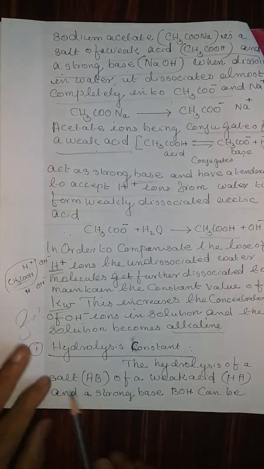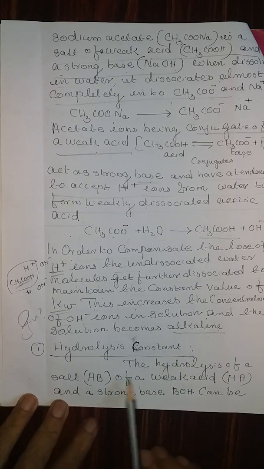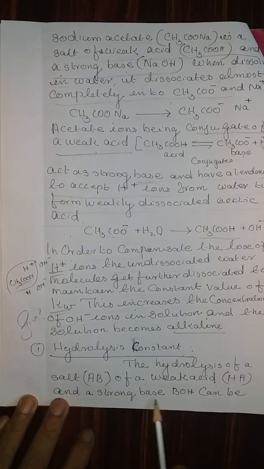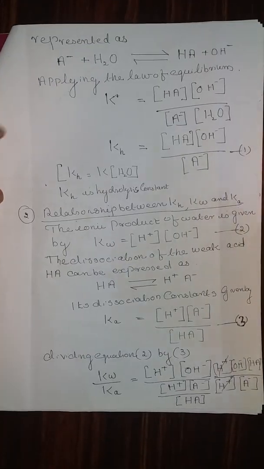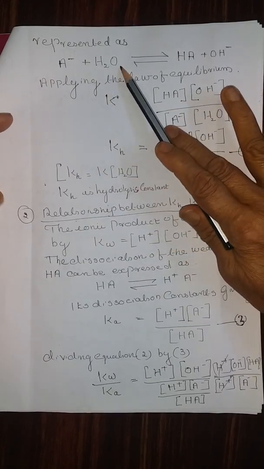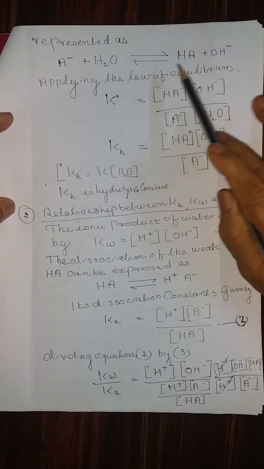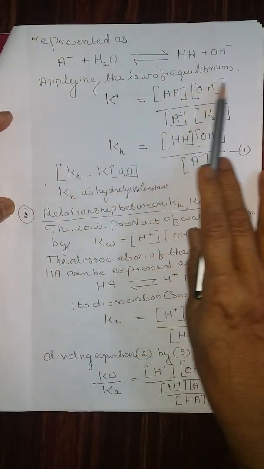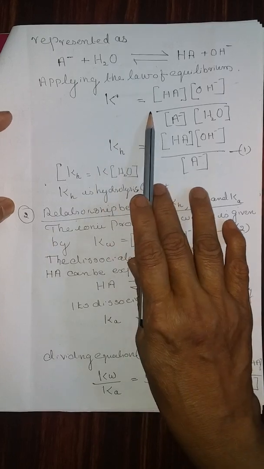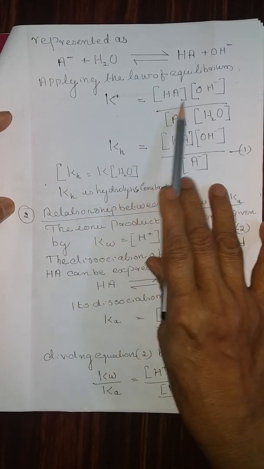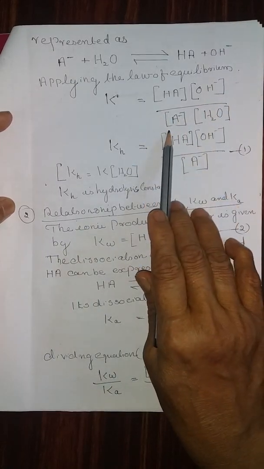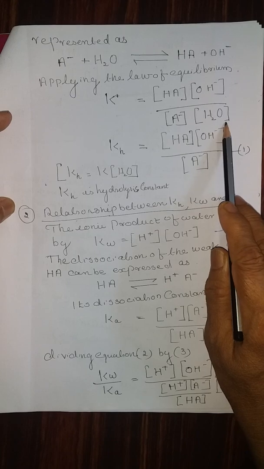Now we are going step by step. Step 1. Hydrolysis constant. The hydrolysis of salt AB of a weak acid HA and a strong base BOH can be represented as A- + H2O ⇌ HA + OH-. Applying the law of equilibrium, K is equal to concentration of HA times concentration of OH- divided by concentration of A- times concentration of water.